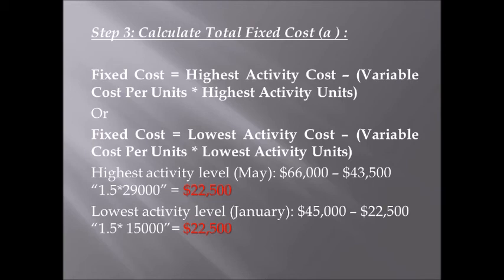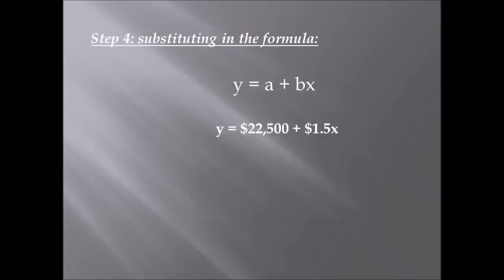22,500. Or we can use the lowest level of activity also, which is in January. So 45,000 minus 22,500 equals 22,500 also. So step 4, substituting in the formula. Y equals A plus BX. We will substitute the value of A by the total fixed cost and the value of B by the variable cost per unit, which is 1.5.